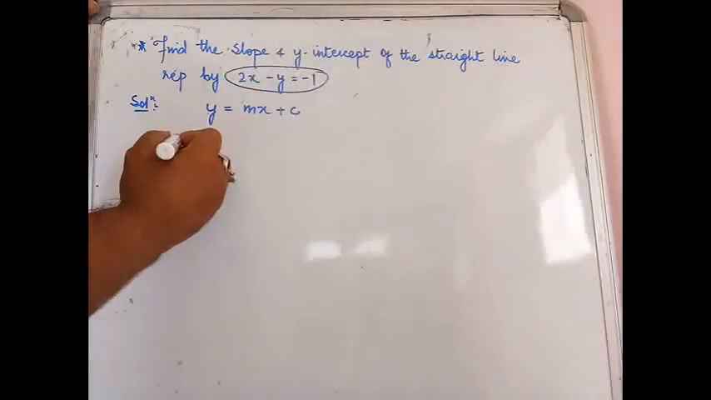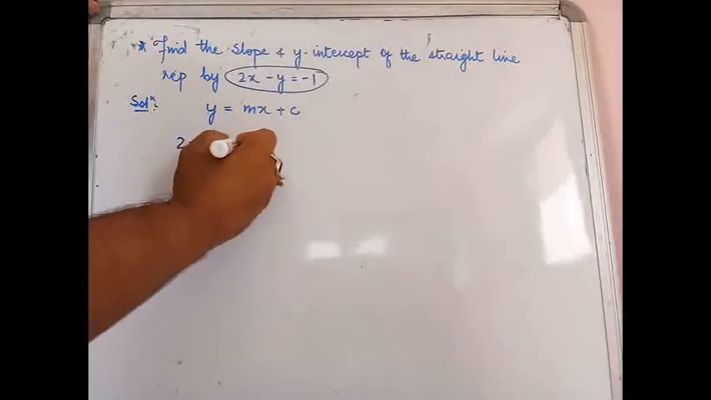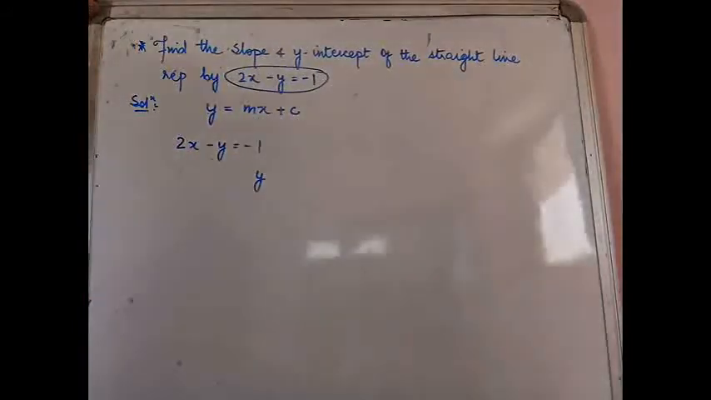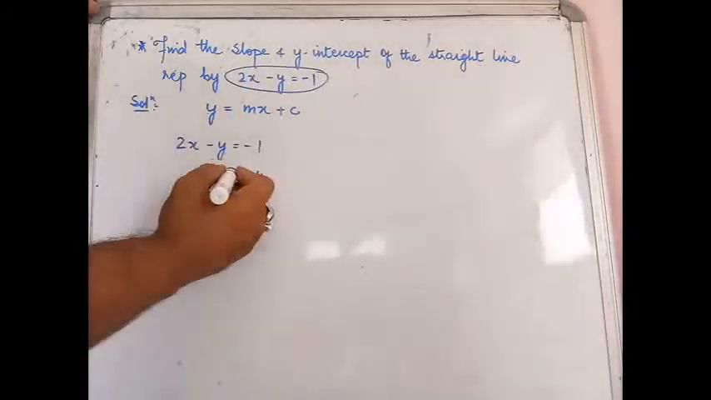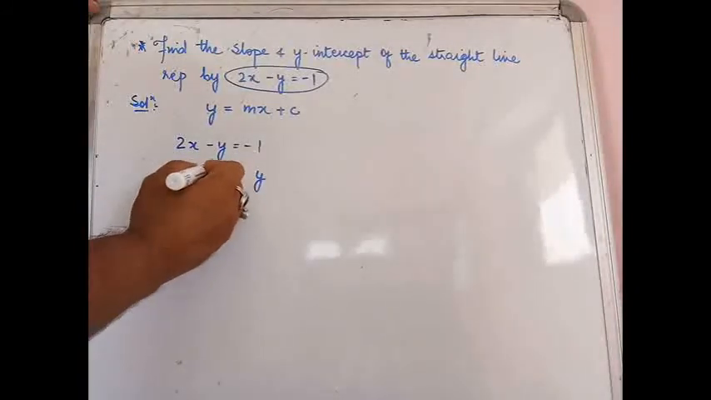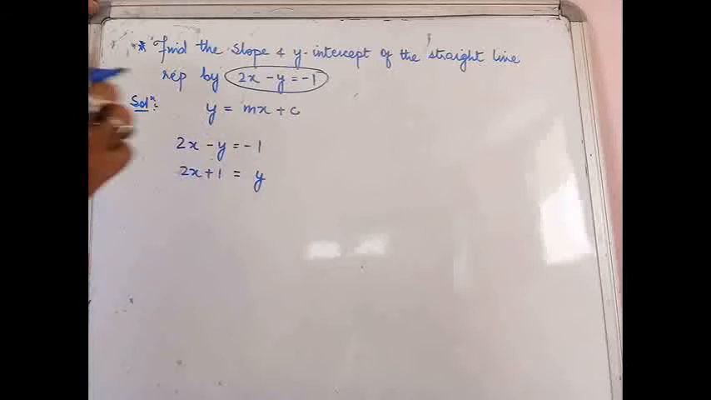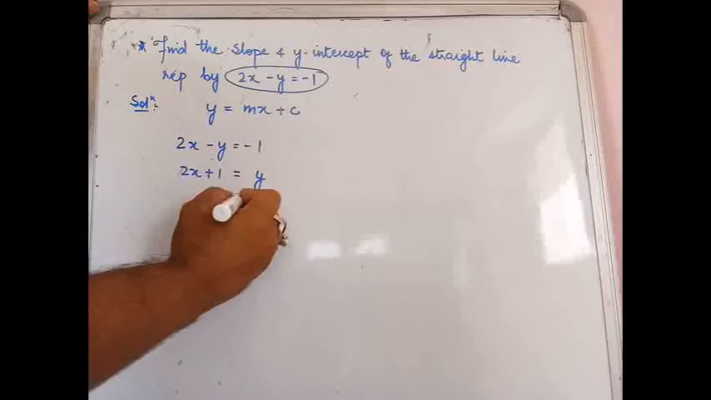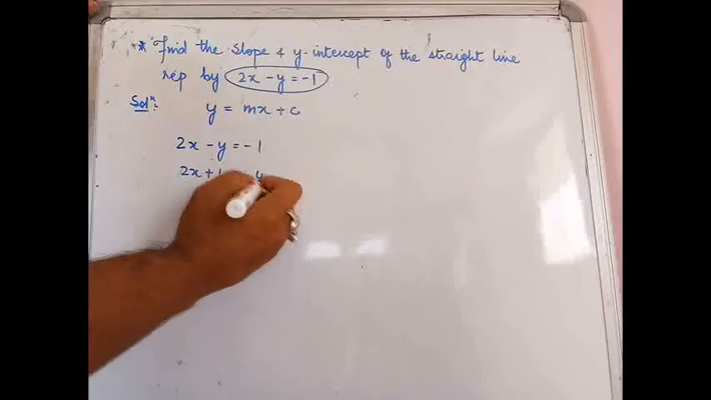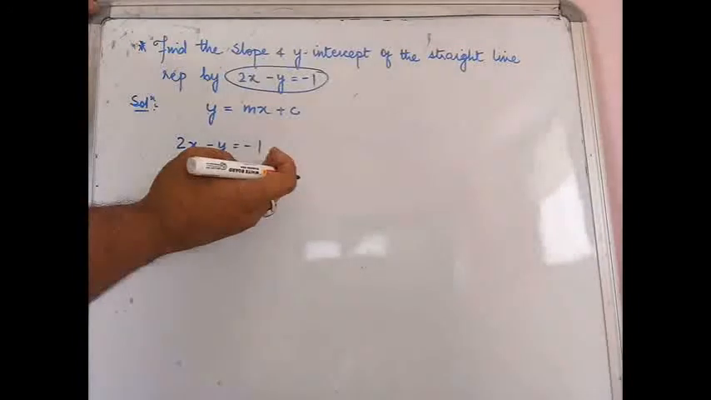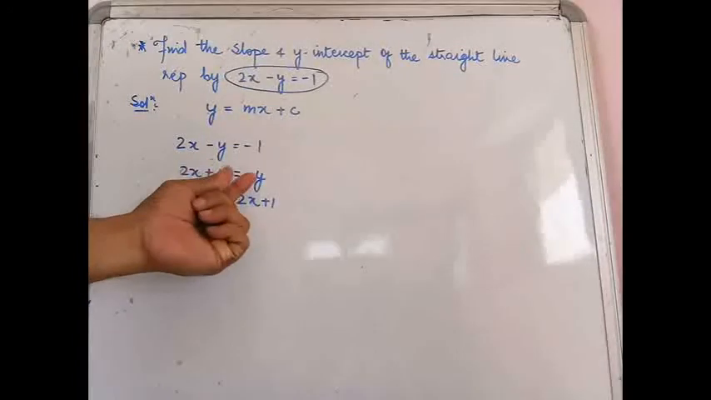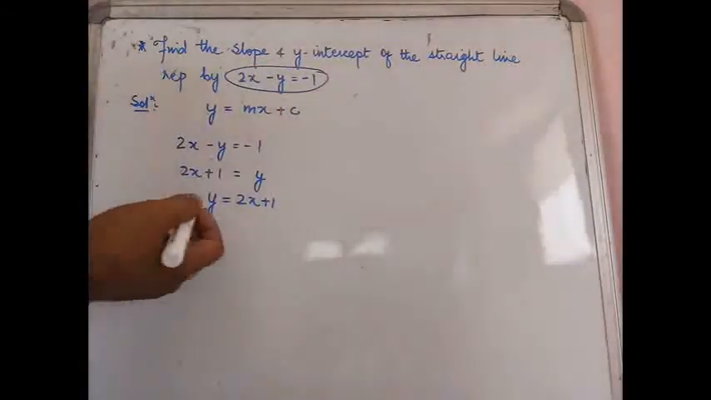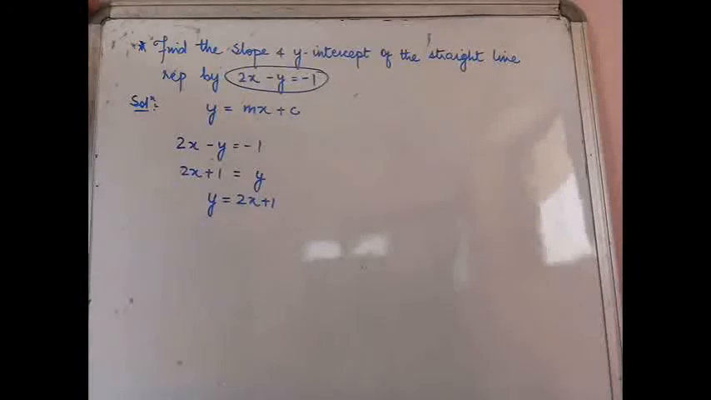So what you will do is just write down 2x minus y is equal to minus 1. Take this minus y to the right side, it will become plus y. Bring this minus 1 to the left side, so it will become 2x plus 1. Now if you observe carefully, this equation can be written as y is equal to 2x plus 1. I have brought y onto the left side and the entire other thing to the right side. Basically you have y on one side and the entire other thing on the other side.